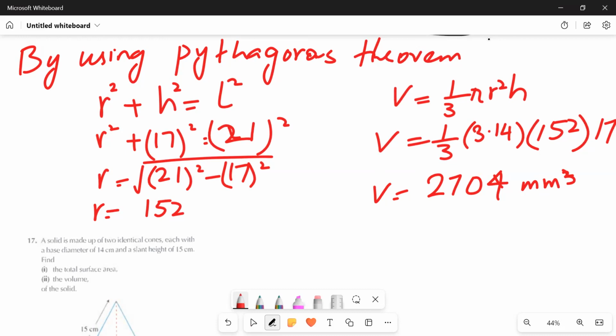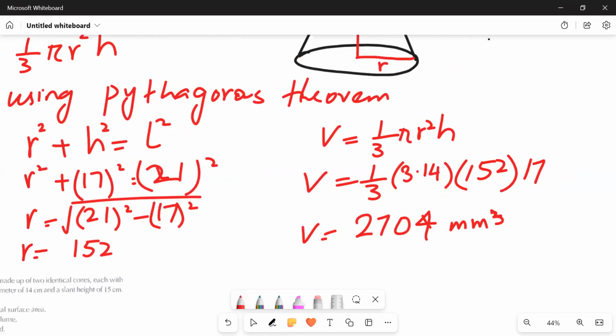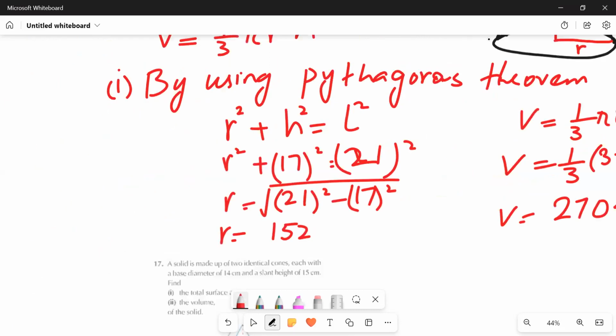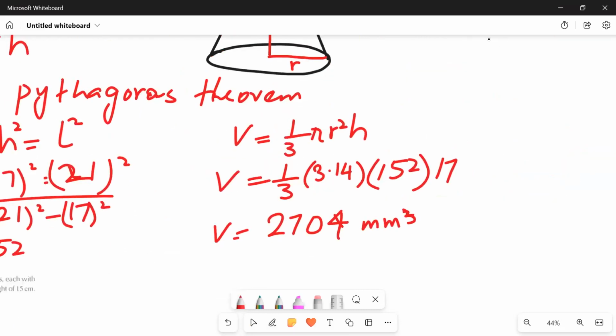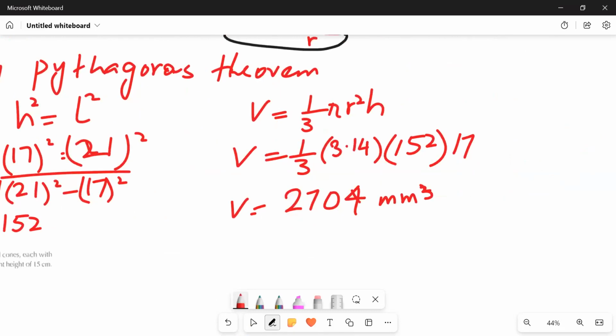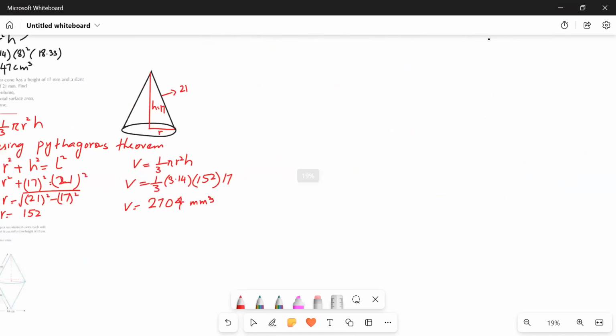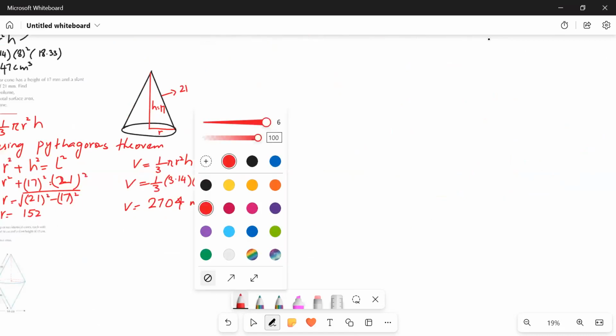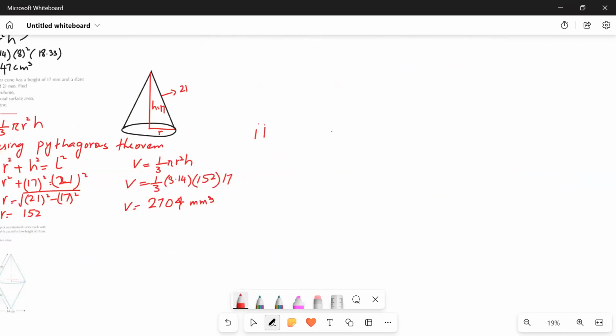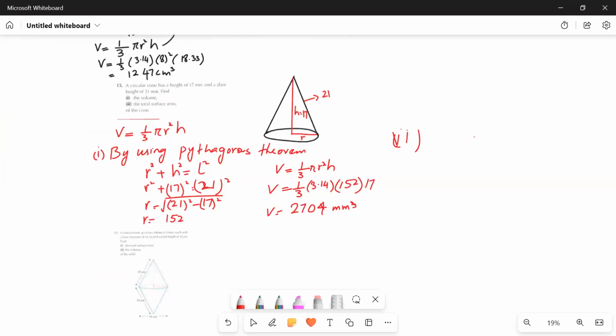Okay, this is the first part, we were solving the first part. Yes, Muhammad Saban, is it clear? Okay, then its second part is what we have to do. We have to solve total surface area.